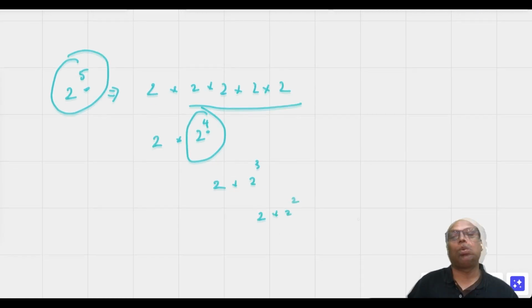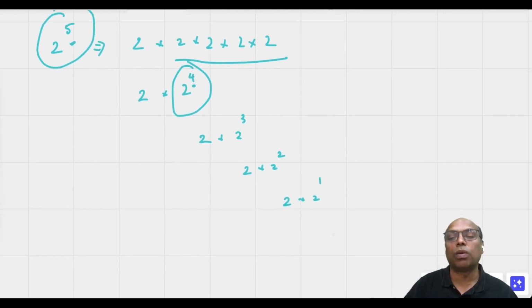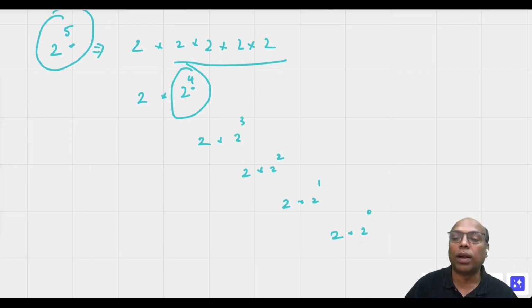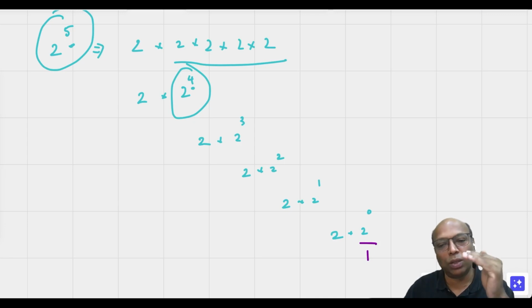2 into 2 raised to 2. What is 2 raised to 2 would be? 2 into 2 raised to 1. What is 2 raised to 1 would be? 2 into 2 raised to 0. What is 2 raised to 0? It is nothing but 1, my base component, because once you reach the base component, you will give a direct value.